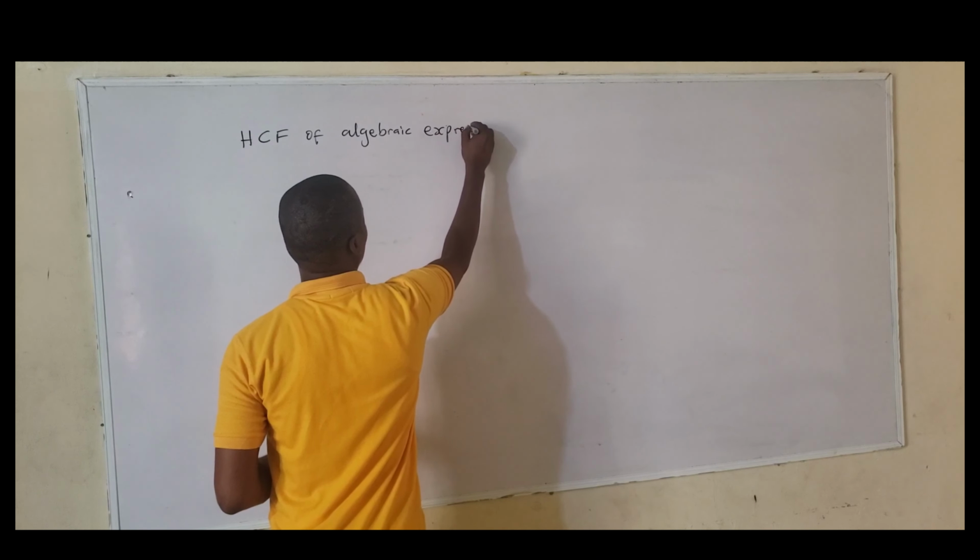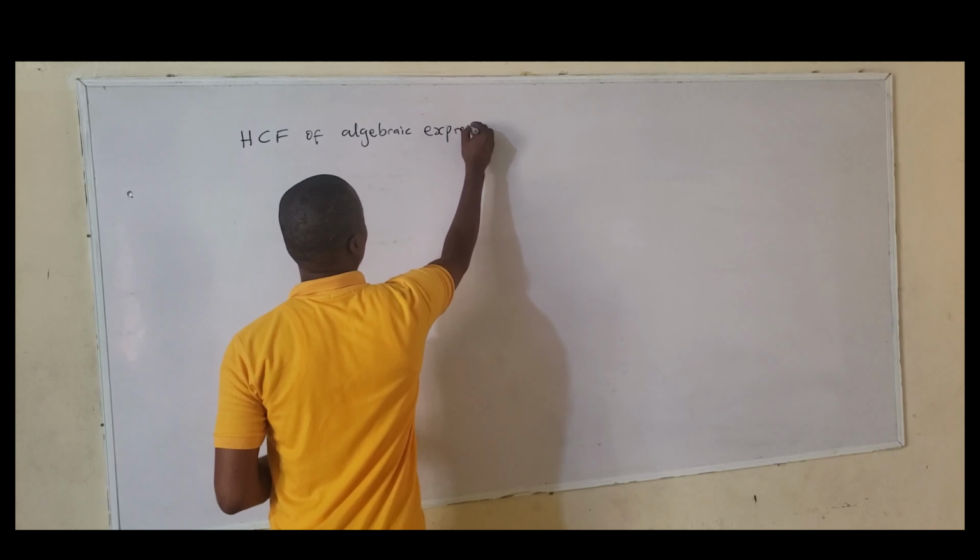Now, like we saw in LCM of algebraic expressions, HCF of algebraic expressions is not far different from HCF of numbers. What am I trying to say? What did we do in HCF of numbers? We only divided by the common factors. In HCF of algebraic expressions, we are also only going to divide by the factors. Let's take an example.